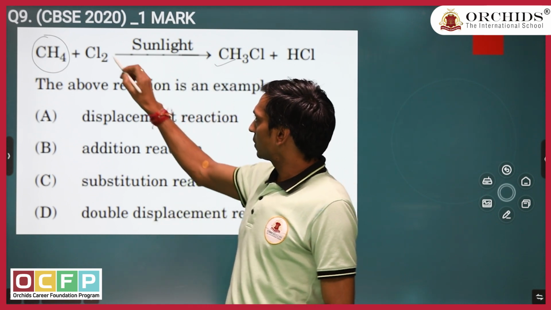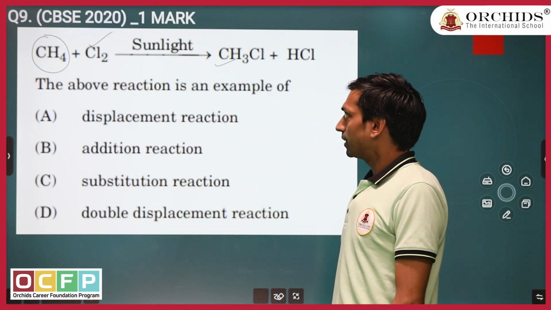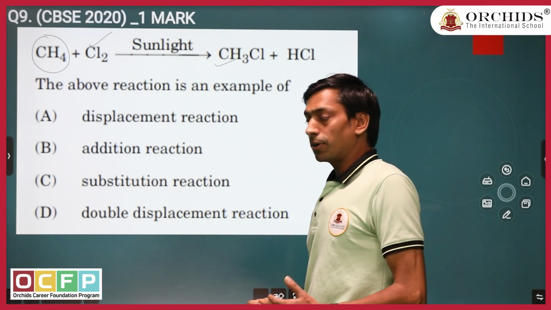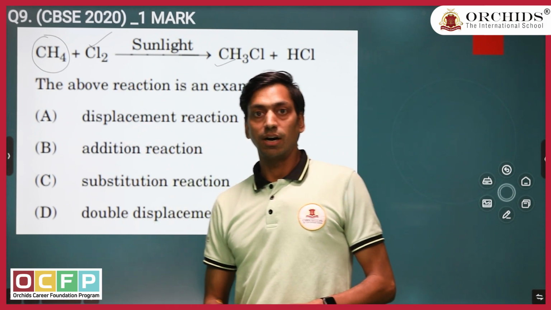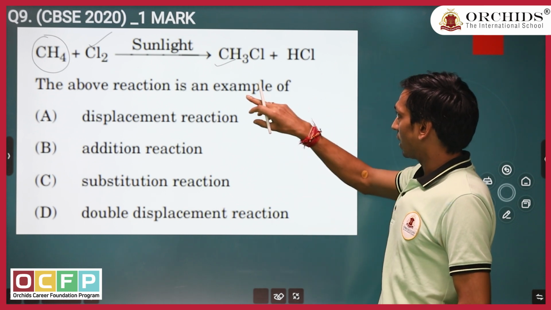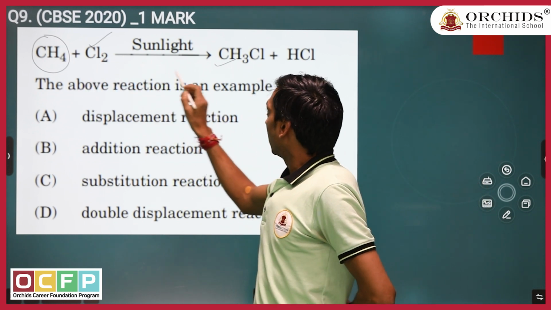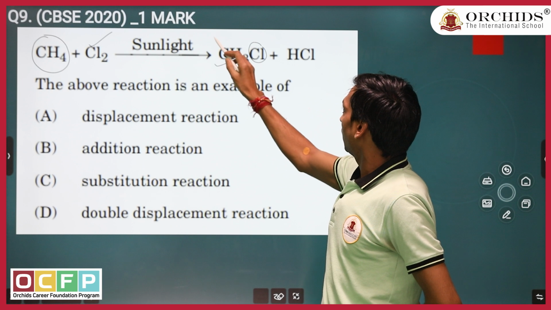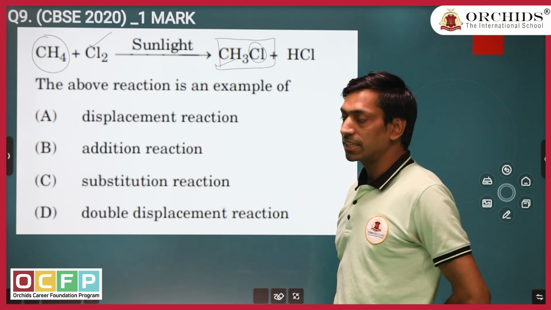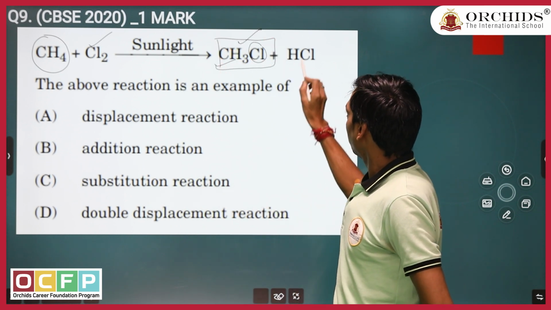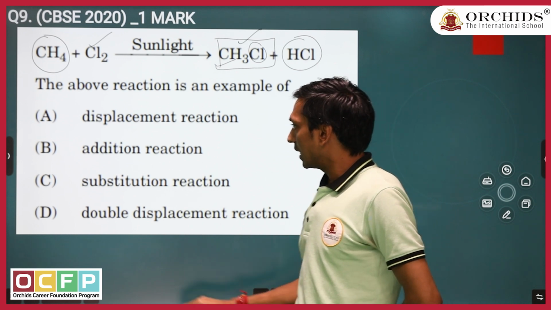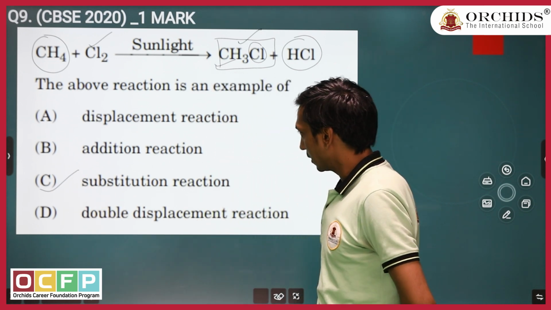But in the presence of sunlight and at an elevated temperature, they can react very fast with chlorine or other halogens. So chlorine is coming and substituting one of the hydrogens and becoming a part of the methane, and it becomes chloromethane plus HCl. So this is a substitution reaction. In this case, what is happening?